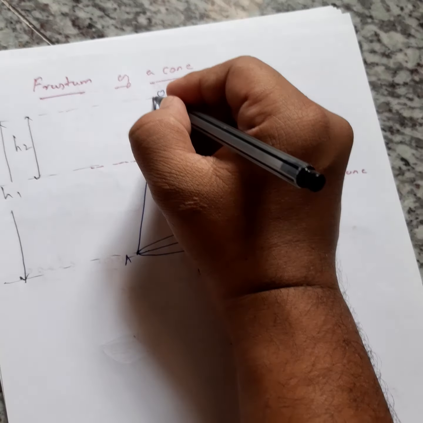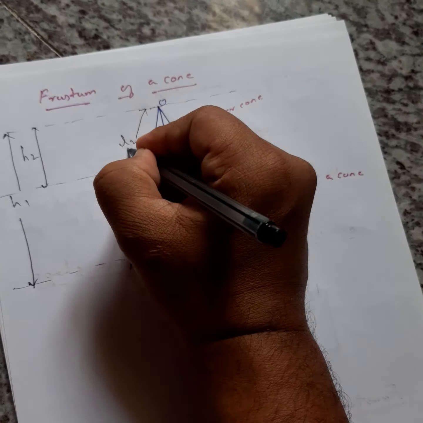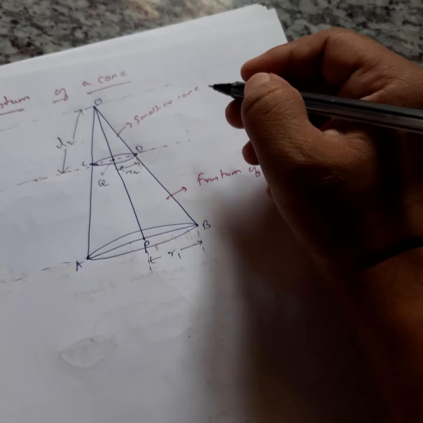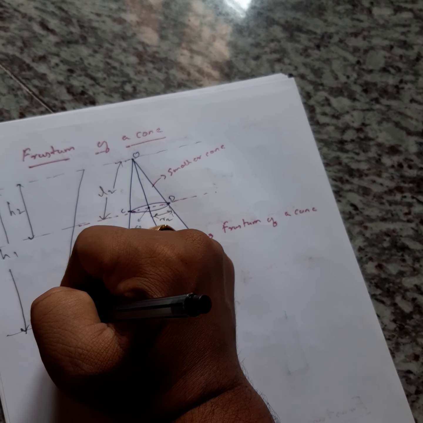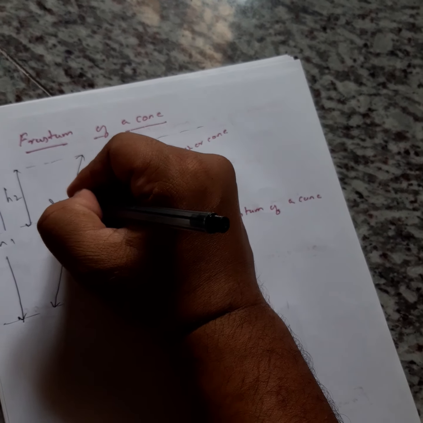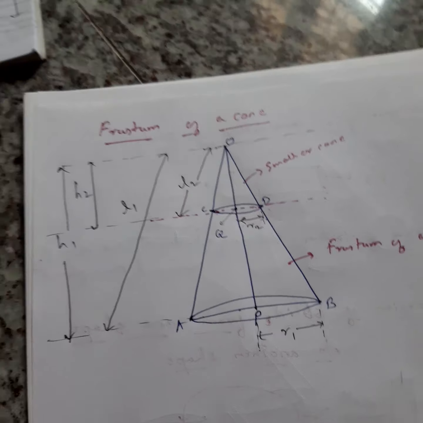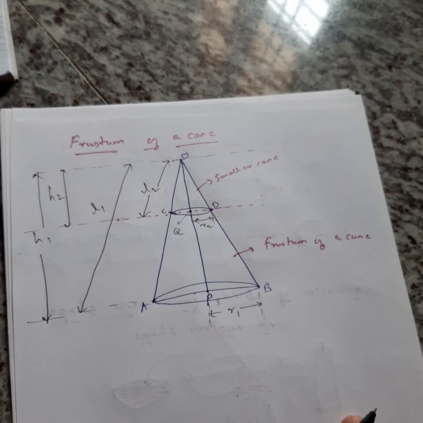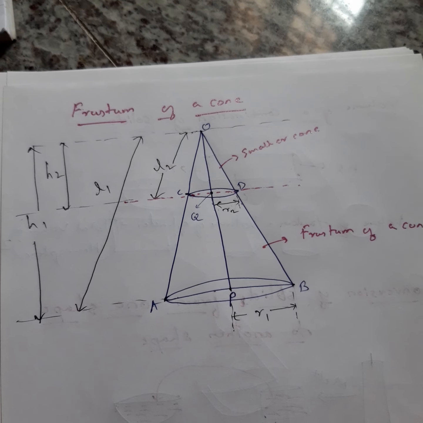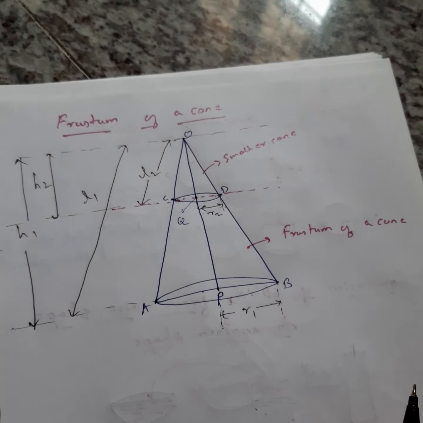The slant height of the smaller cone I'm going to call L2, and the slant height of the bigger cone I'm going to call L1. So these are the nomenclatures I did for my convenience.